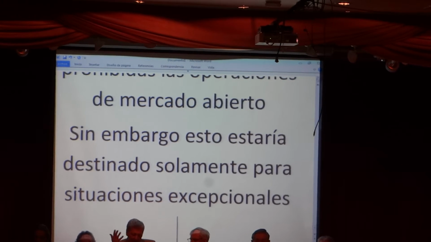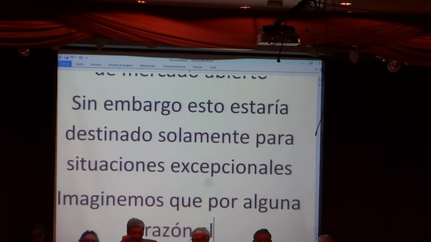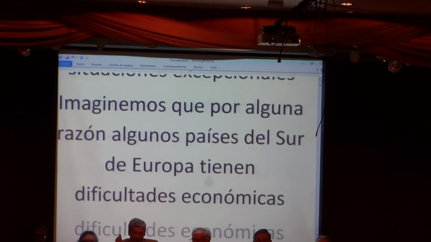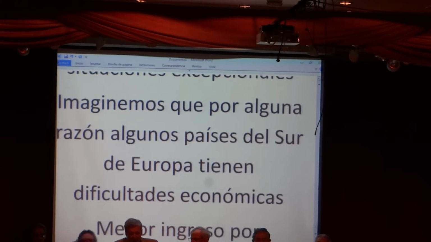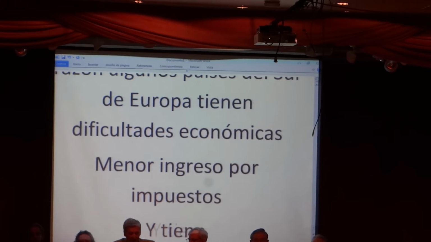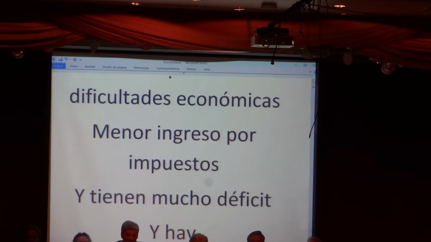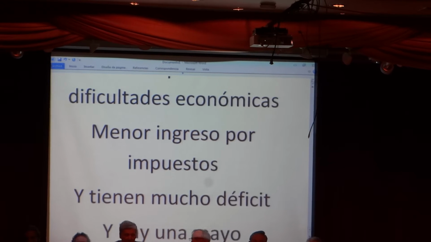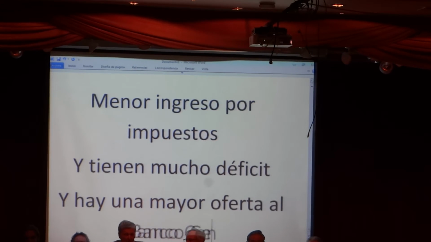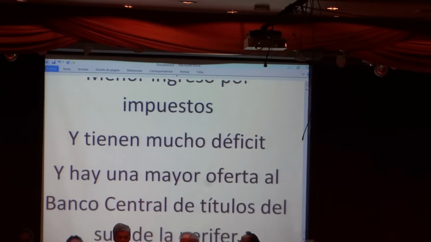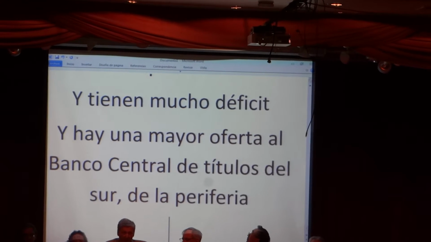Right, so let's imagine now that for some reason, some countries from the south of Europe run into some economic difficulties, smaller income tax revenue, and therefore these countries have larger deficits than, say, the countries in the north, and because of that there is a higher supply of government securities coming from the south. Well, as long as the banks and the households accept to hold a larger proportion of their assets in the form of government securities coming from the south, there is no problem.